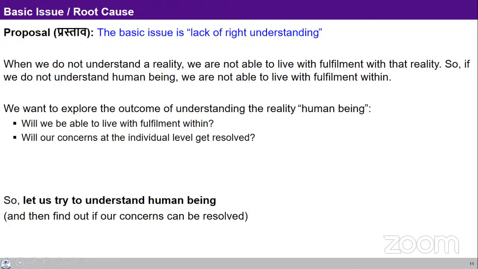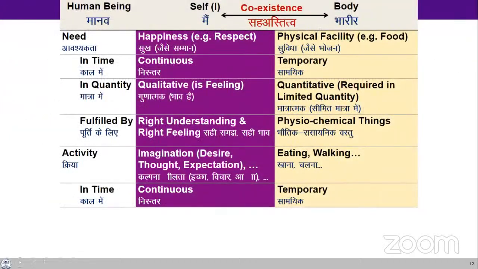So let us try to understand the human being, addressing the concerns at the individual level. So the proposal is, the human being is a coexistence of two realities, self and body. Coexistence means both are existing. Self is there, body is there.